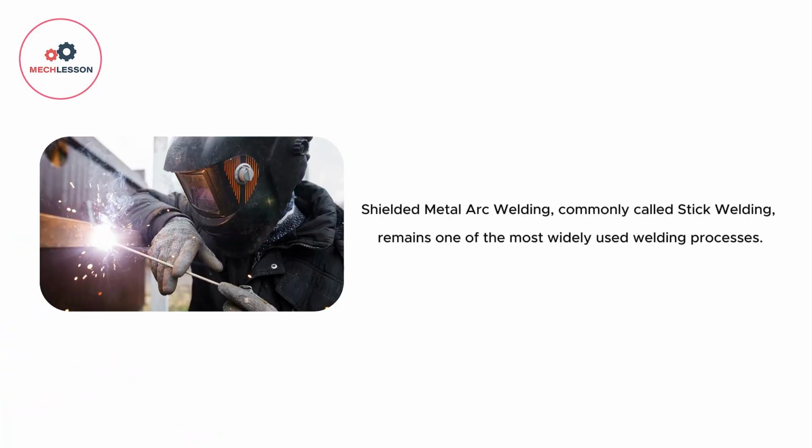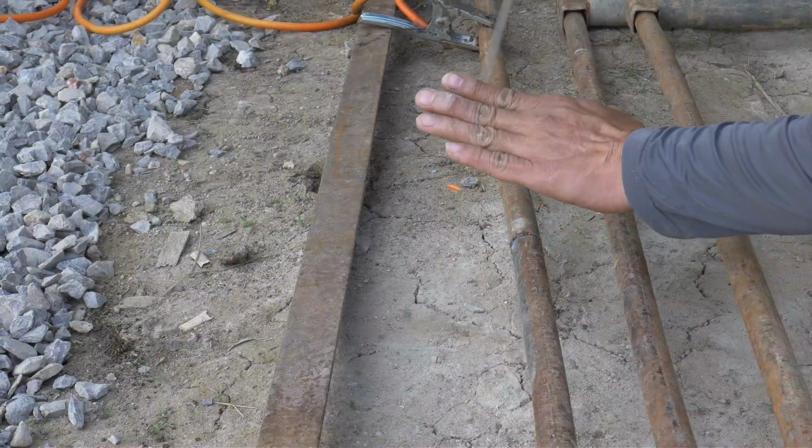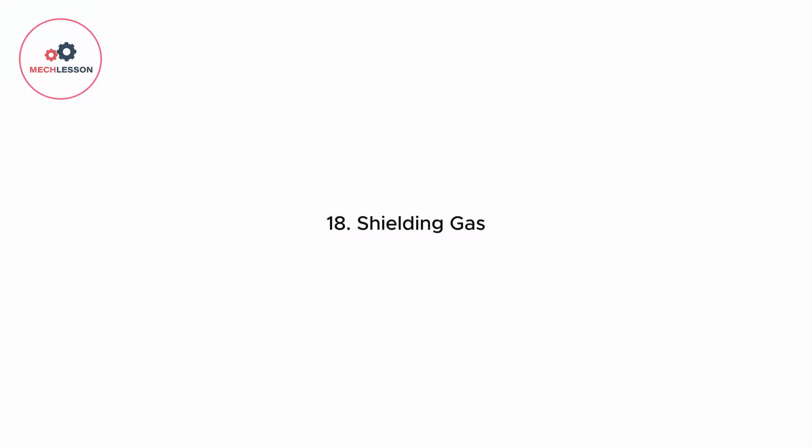SMAW. Shielded metal arc welding, commonly called stick welding, remains one of the most widely used welding processes. Benefits include simplicity, portability, and reliability. It's particularly useful outdoors.